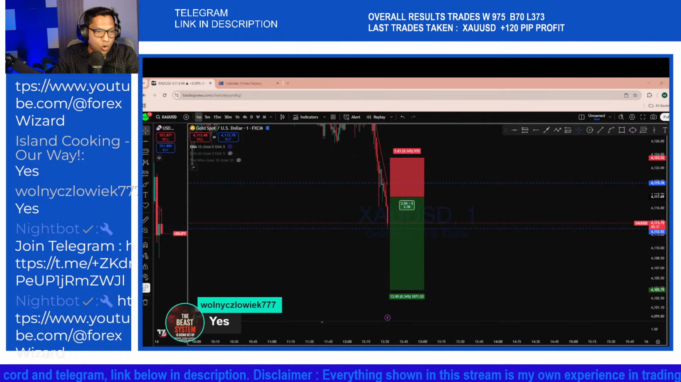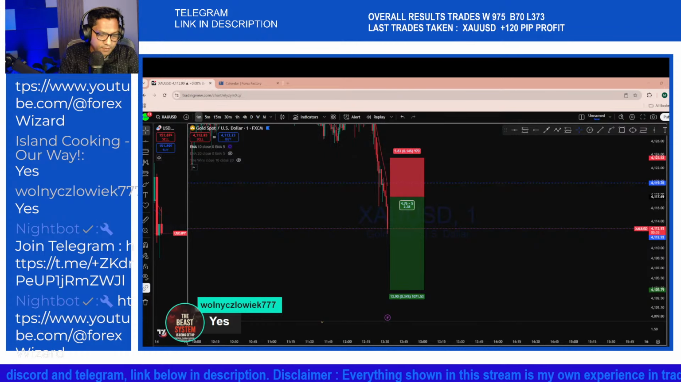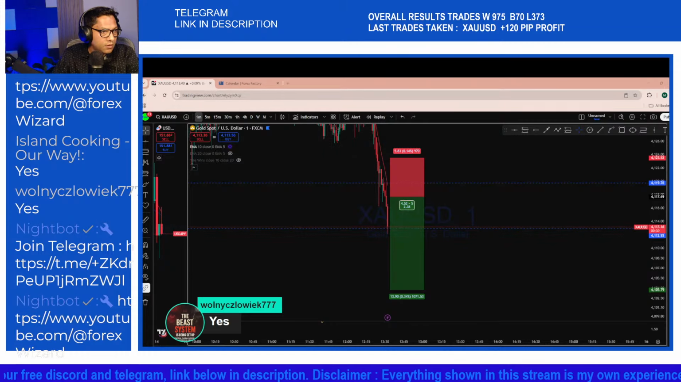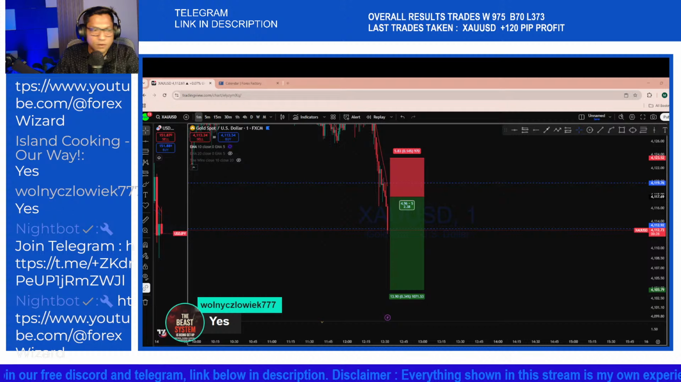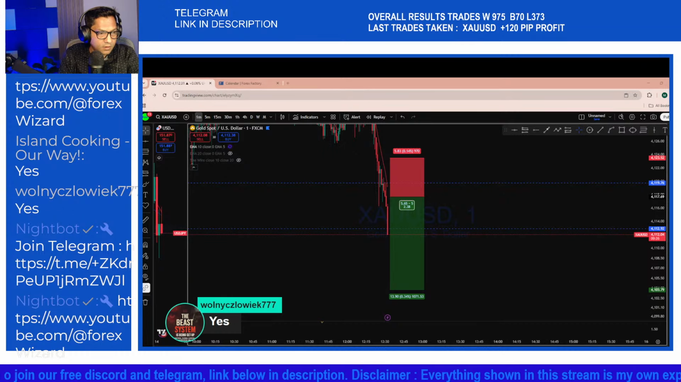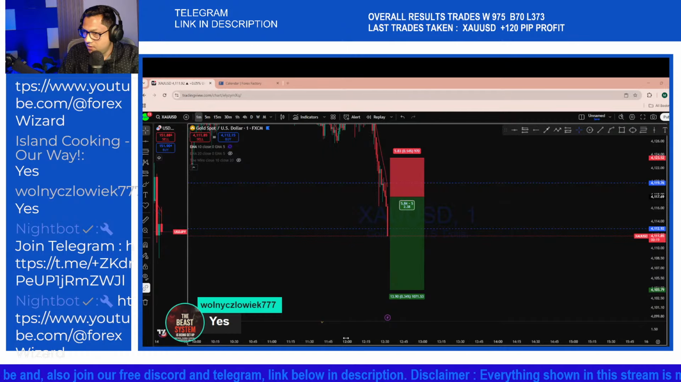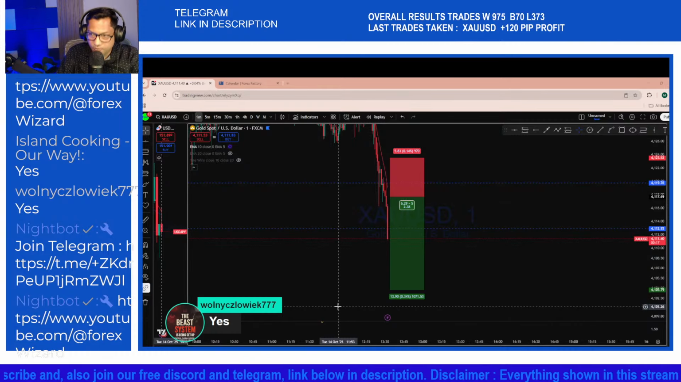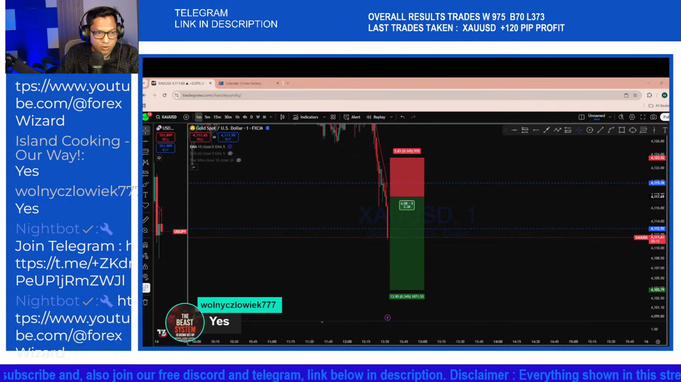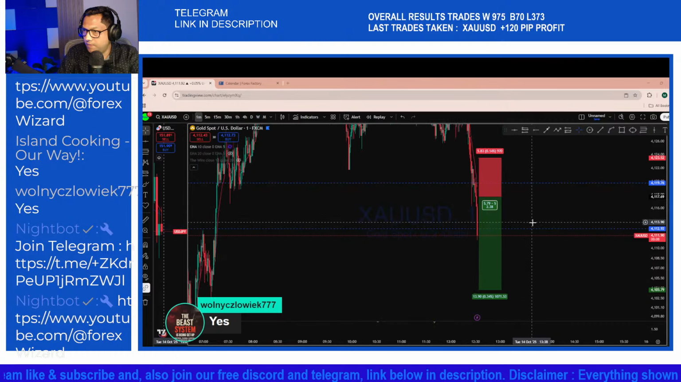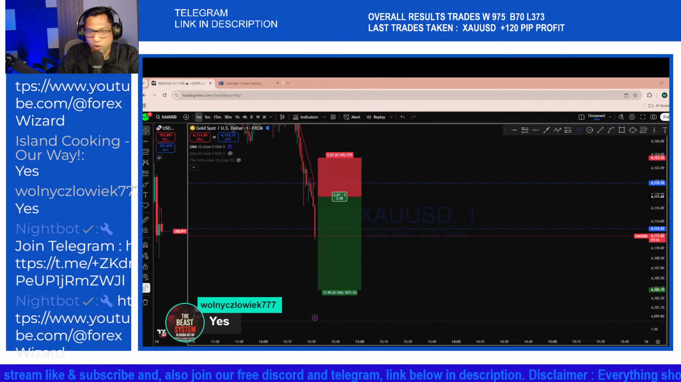So I'm short on gold again for this move. Let's continue to drop. There is a break of structure, and this will basically give us the previous trade back again. There's a fair value gap here.